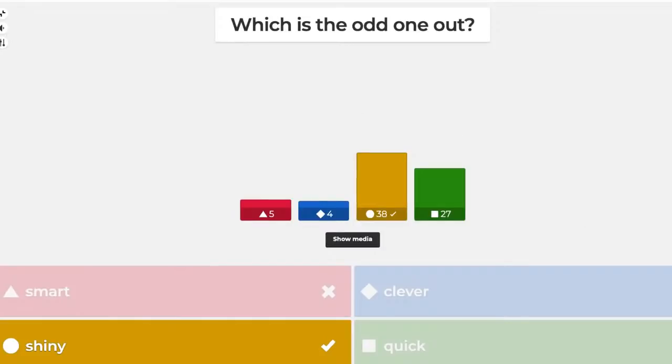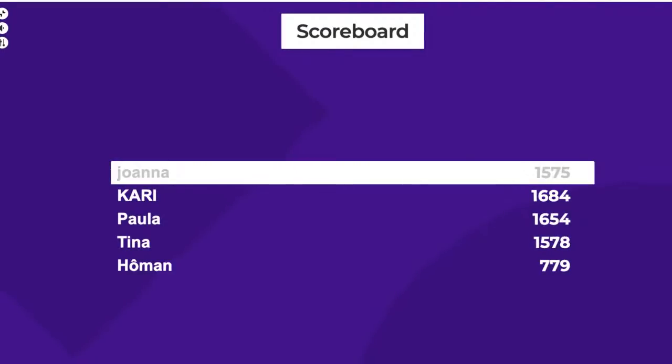Let's see how we're doing. Scoreboard. Oh, Joanna's lost the lead. She's fallen to 4th place. Kari has moved up to 1st place. Paula coming in 2nd place, right on her heels, and Tina edging into 3rd place. It's incredibly exciting at the Kahoot Formula 1. Let's move on to question 3.